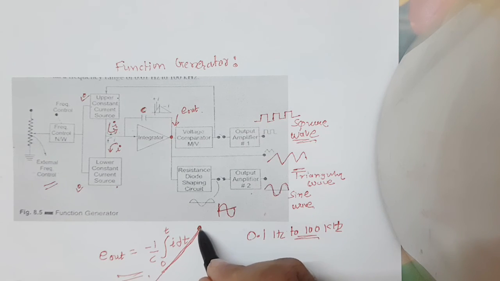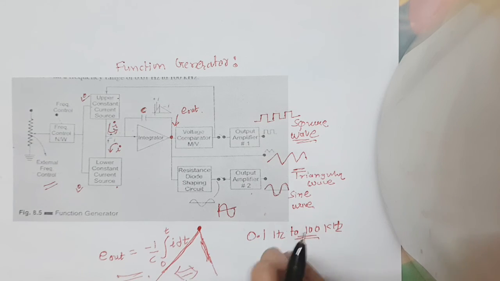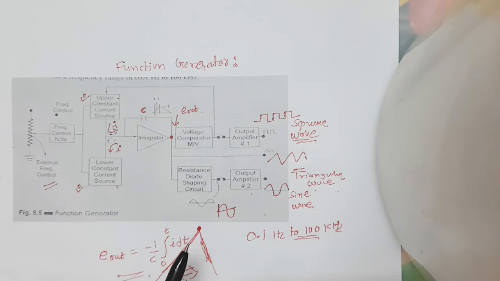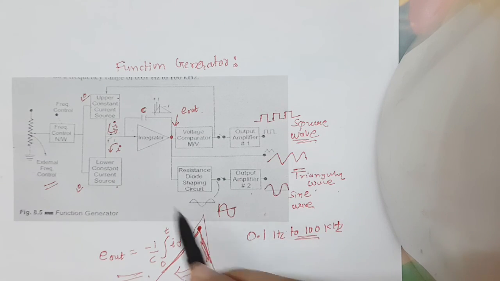When it reaches the upper level, the output decreases, and we are getting this type of waveform, which is known as a triangular wave. An increase or decrease in the current increases or decreases the slope of the output voltage, and hence controls the frequency. If I is more, we are getting more output here. If I is low, we are getting a lesser amplitude.